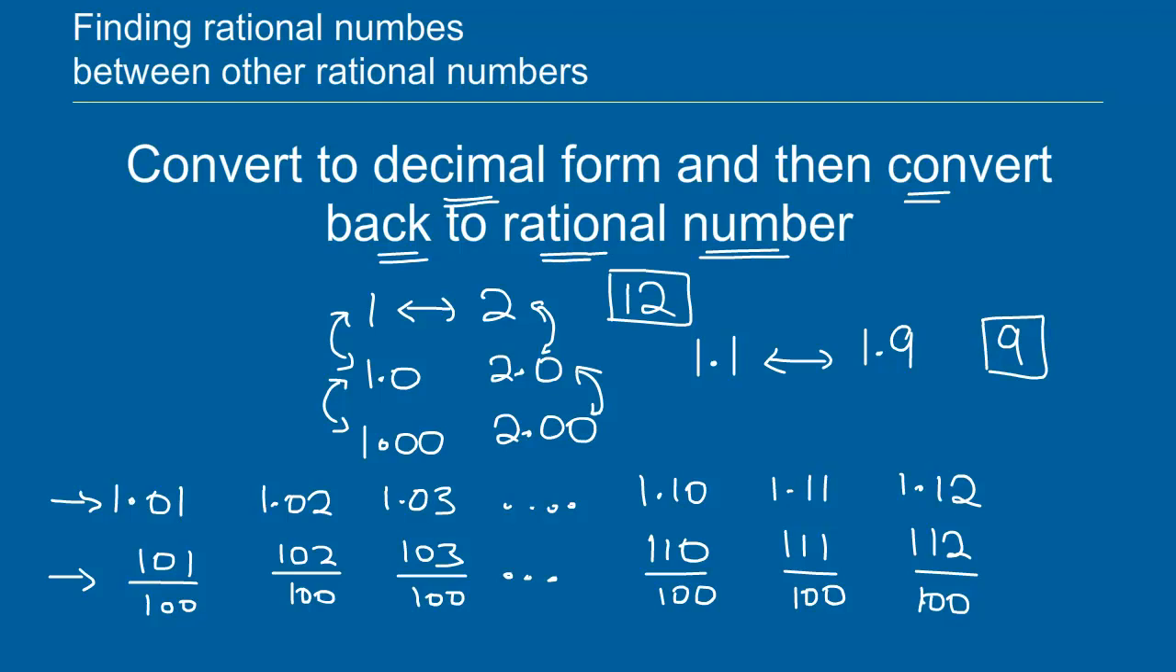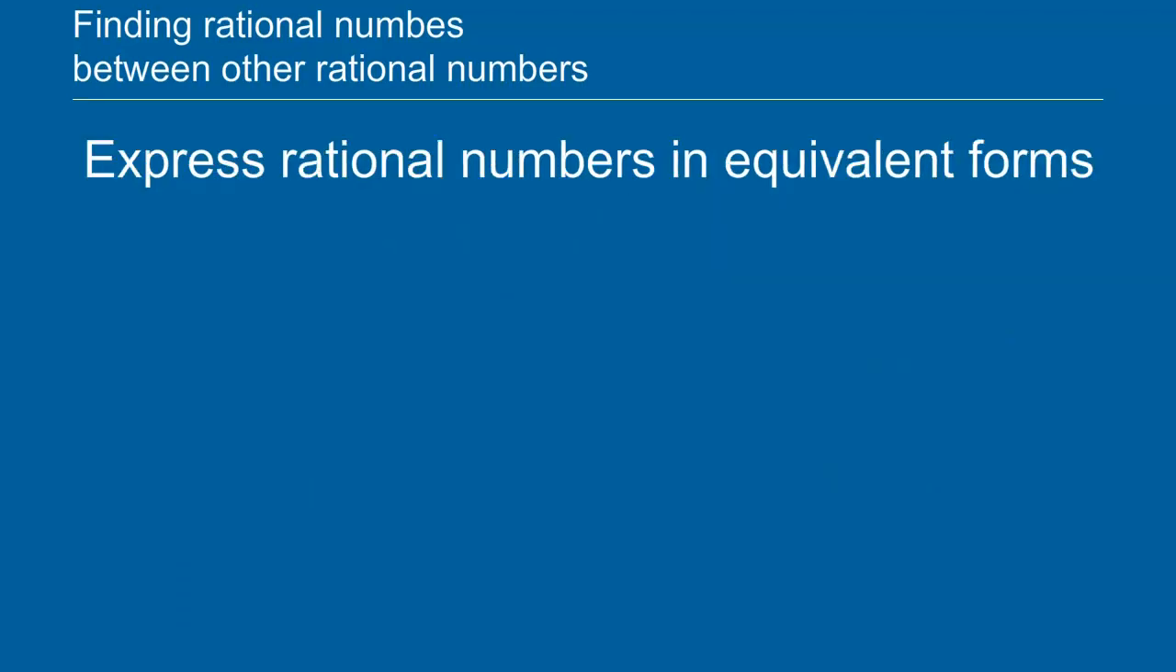Alright, let's now move on to our last method of converting the given numbers into equivalent forms. So what is this method and when should we use it? If our given numbers are in the form of fractions, so let's say 2 by 3 and maybe 6 over 7. So these are two rational numbers and we are asked to find 7 rational numbers between these two. This is when we use this final technique, and the way we do that is we convert each of these numbers to an equivalent form.